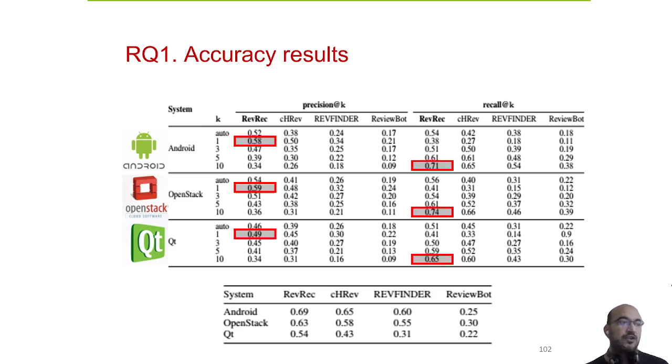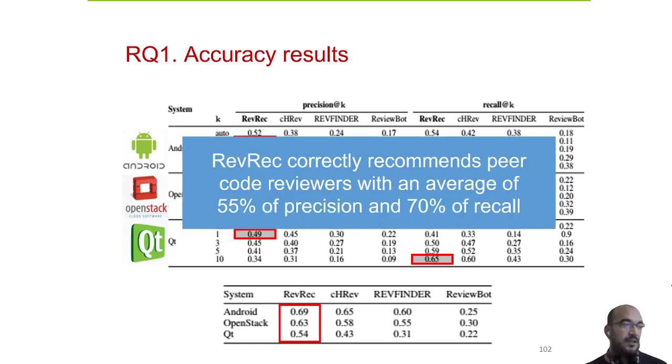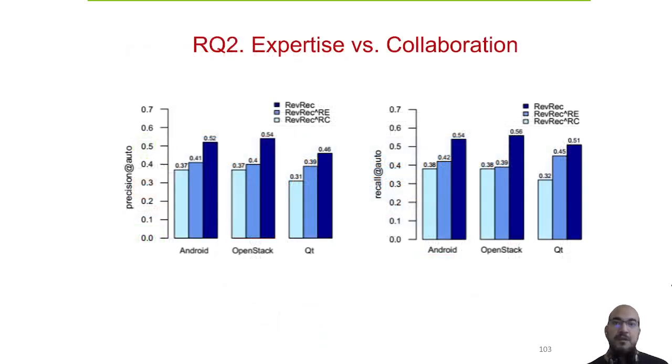Our recall also shows that we are able to capture the appropriate developers as much as we can if we are recommending more than one developer, and we are achieving, of course, better than other studies. So as a summary, our approach is correctly recommending peer code reviewers with an average precision of 55% and a recall of 70%.